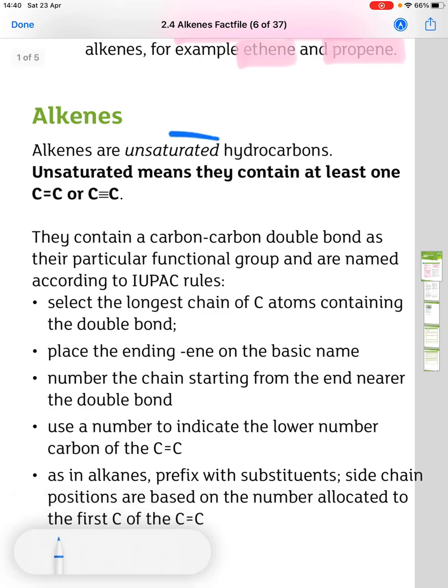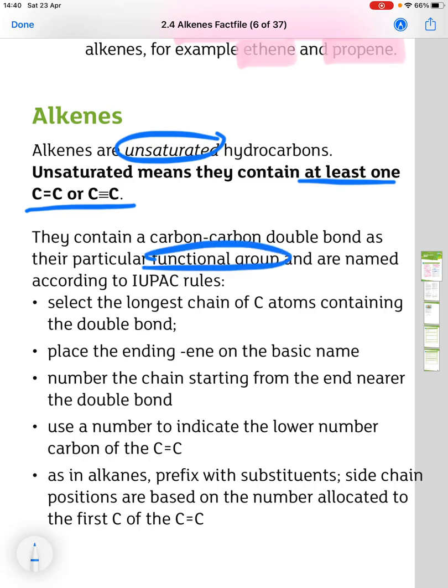So, alkenes are unsaturated hydrocarbons, and that means they contain at least one double bond or a triple bond. So they contain a carbon-carbon double bond as their particular functional group, and they're named according to IUPAC rules. You select the longest chain of carbon atoms containing the double bond, place the ending "ene" on the basic name, number the chain starting from the end nearer the double bond, and use a number to indicate the lower number of the carbon attached to the carbon-carbon double bond.